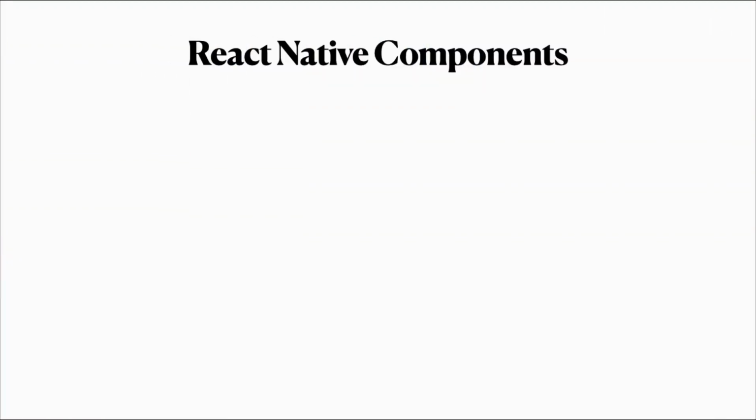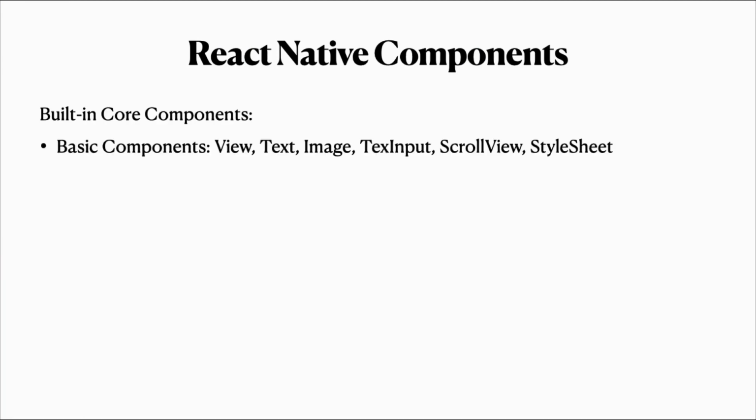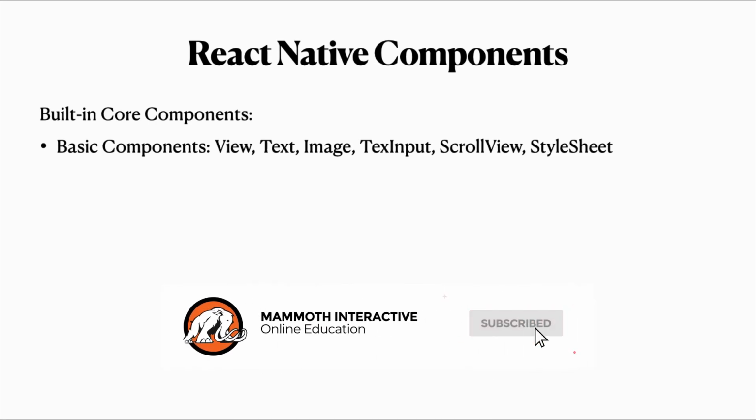Hello everyone, welcome back. In this video, we'll talk about the different components that we can use to build our React Native mobile application. Firstly, we will talk about the built-in core components. The basic components that come with the React Native installation are View. View is a kind of container where we can display text, images, and other components.